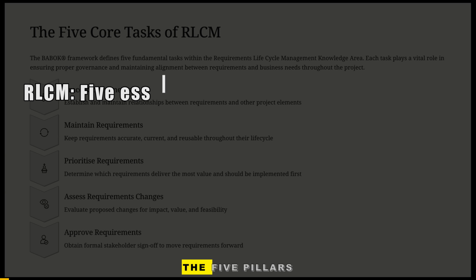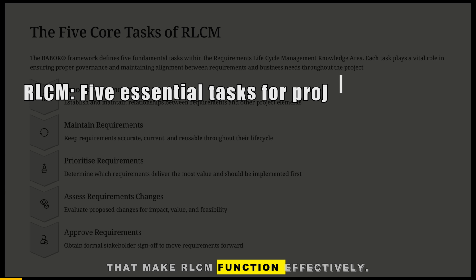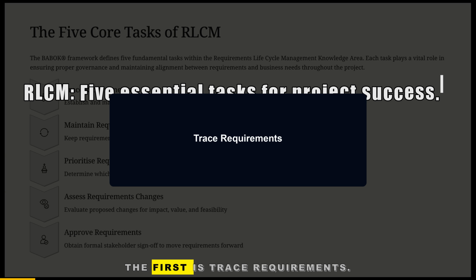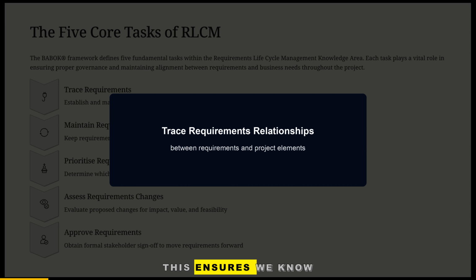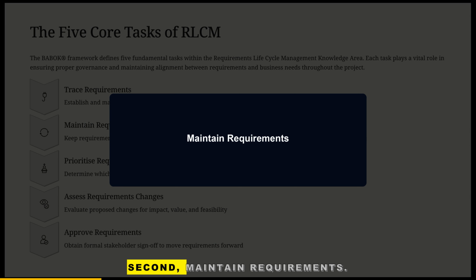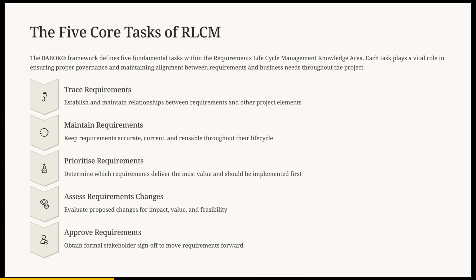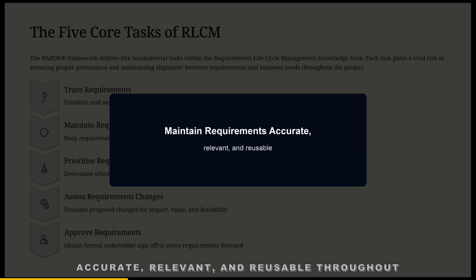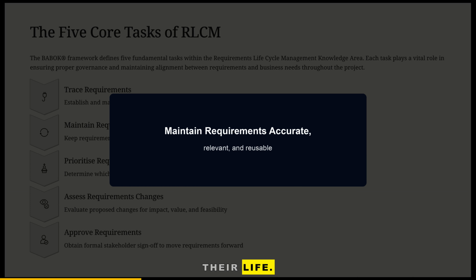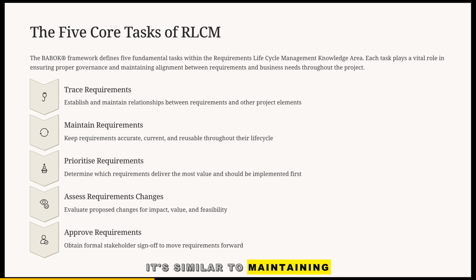Now, let's look at the 5 pillars that make RLCM function effectively. The first is trace requirements. This ensures we know how every requirement connects to a business need, a stakeholder, a solution component, or a test case. Second, maintain requirements. This is about keeping them accurate, relevant, and reusable throughout their life. It's similar to maintaining a living document. Requirements aren't written once and forgotten. They must evolve as reality changes.